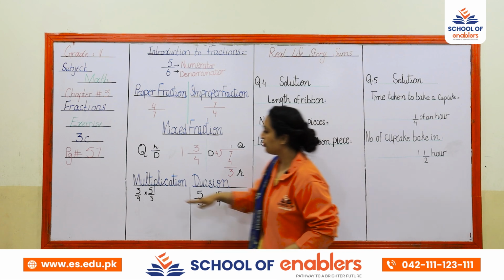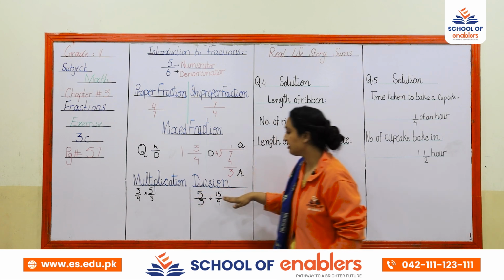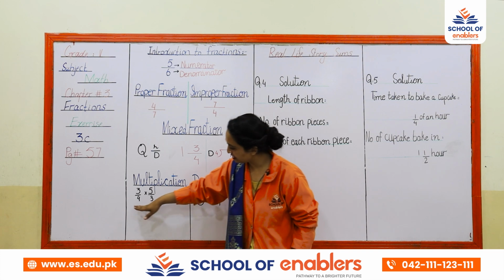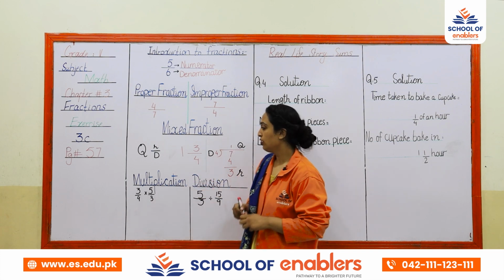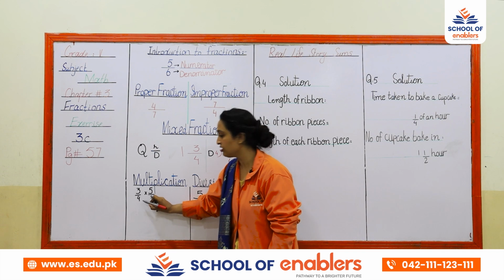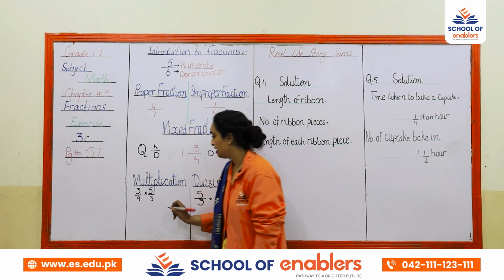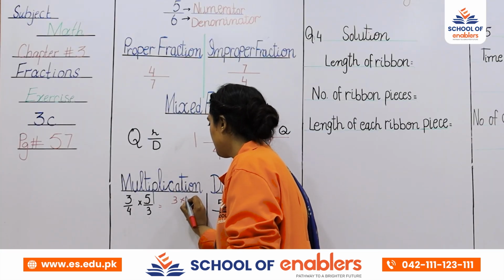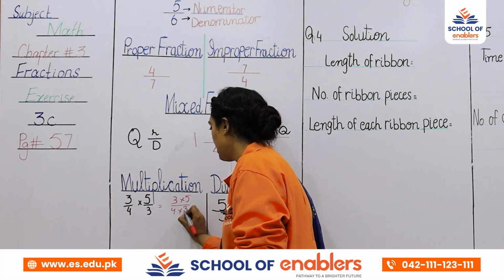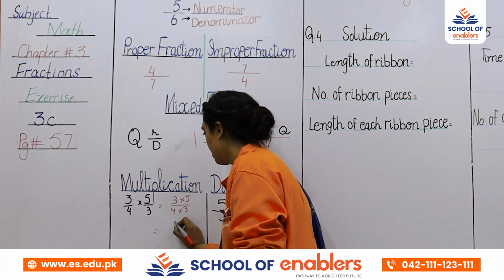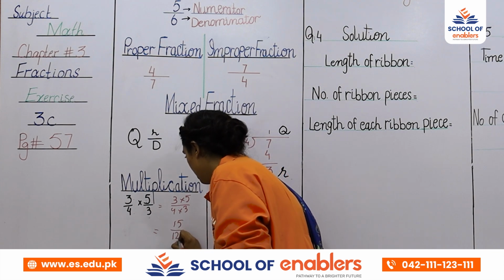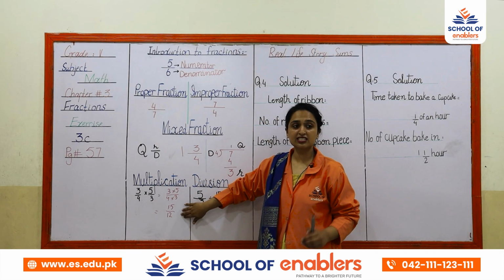So next, we move to multiplication and division of fractions. In multiplication, as you see, I have already written these two fractions. In multiplication, we multiply numerator with numerator and denominator with denominator. Let's see, 3 multiplied by 5 over 4 multiplied by 3. It's 15 over 12. Now, see, is it in its lowest form?